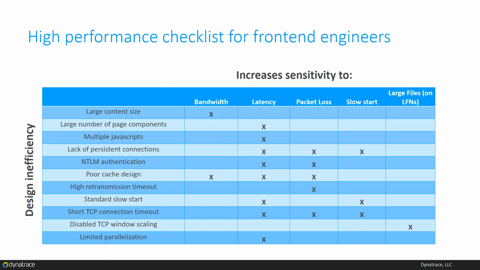So here's a summary checklist where I've listed what I now call design inefficiencies. I think I used to call them, I won't say it, well, I'll say it, stupid developer tricks, right? Or things that you should never do. But there are real legitimate reasons for some of these. Sometimes you can't avoid them. So they're simply inefficiencies that, if they exist, will increase the application sensitivity to the parameters or the values on the right, on the top.